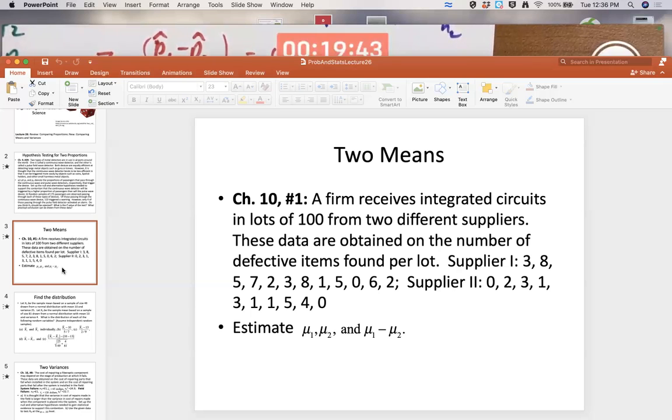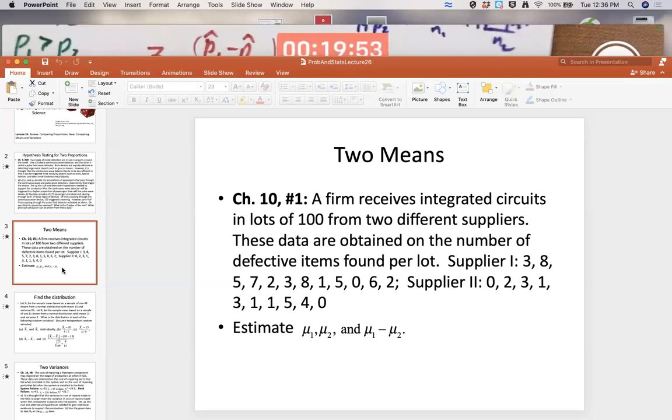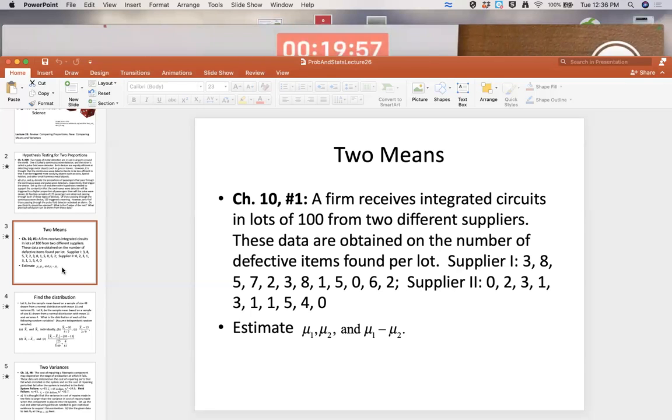Chapter 8, or excuse me, chapter 9, we went back to z with proportions. And now in chapter 10, we're going back to t. Back and forth we go. We're comparing two means. A firm receives integrated circuits in lots of 100 from two different suppliers. These data are obtained on the number of defective items per lot.